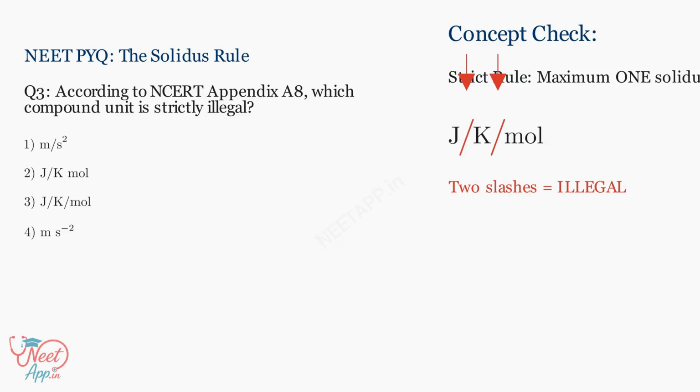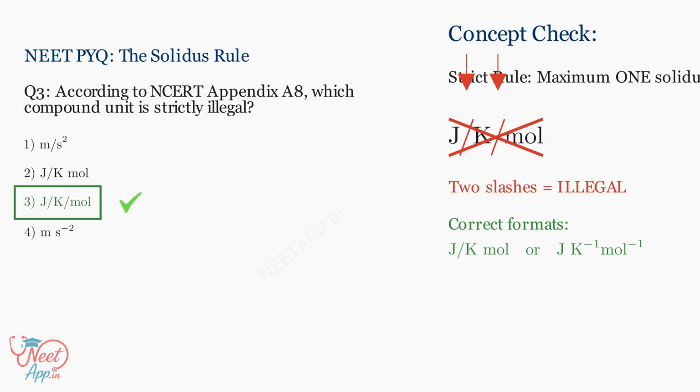Look closely at option 3, joules per Kelvin per mole. Notice the two slashes, J/K/mole. This double slash notation is strictly banned in physics. If you want to write it correctly, you must use a single slash with a space like J/K mole, or use negative exponents like J K to the -1 mole to the -1.